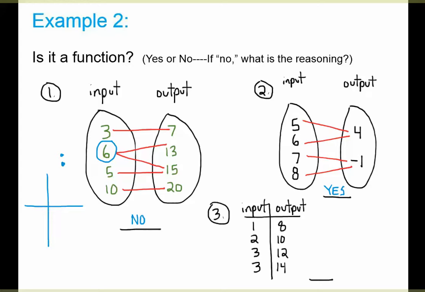When you plug in a 5, it spits out a 4. Does it ever spit out anything else? No. Okay, when you plug in a 6, it spits out a 4. Does it ever spit out anything else? No. Each input has one and only one output.